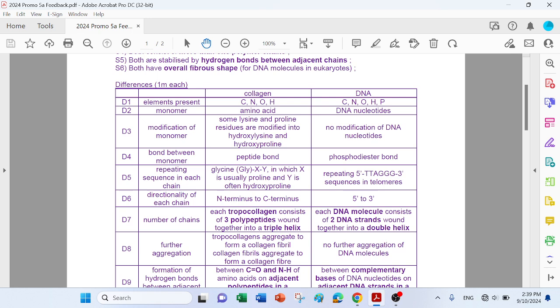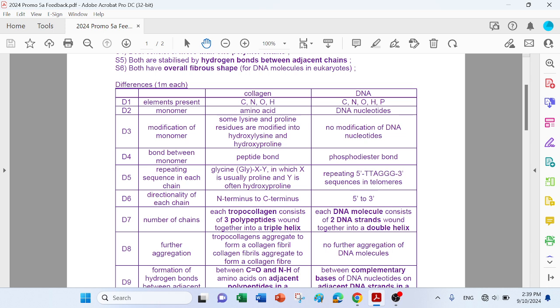Then the monomer, amino acids versus DNA nucleotides, there shouldn't be an issue. Then the modifications of monomers. In collagen, you know that there are modified amino acids, but there's no such thing as modified DNA nucleotides. So you can take that as a difference. Then how the monomers are joined together into a single chain. So there is a bond between monomers.